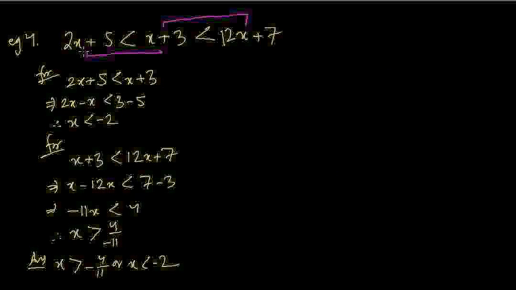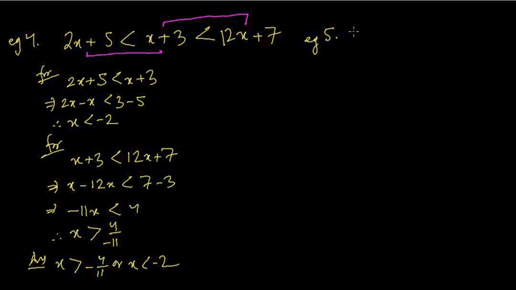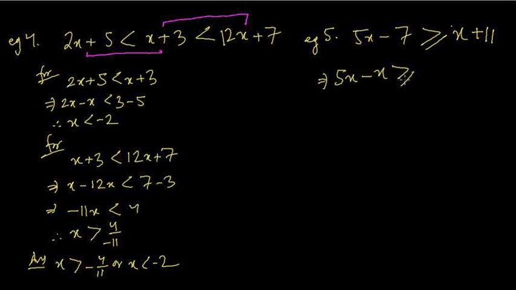Now let's do an example where we have the greater than or equal to, less than or equal to symbol. This is going to be 5x minus 7 greater than or equal to x plus 11. Yes, so 5x minus x, all the x on the left-hand side, 11 plus 7, the minus 7 becomes plus 7, so 5x minus x is 4x greater than or equal to 18.